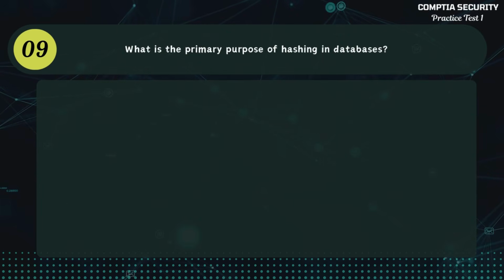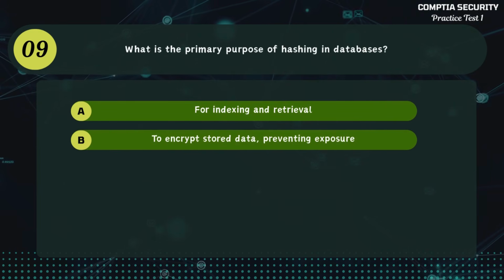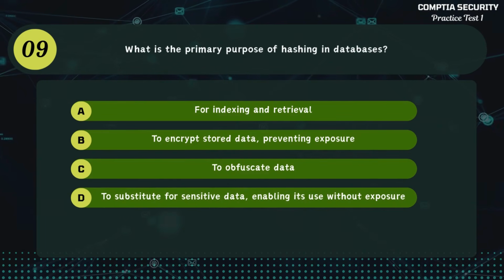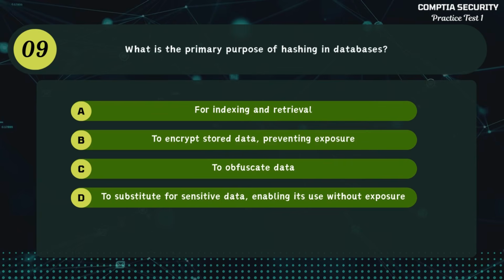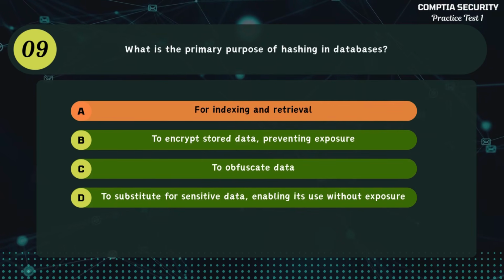Question 9. What is the primary purpose of hashing in databases? A. For indexing and retrieval. B. To encrypt stored data, preventing exposure. C. To obfuscate data. D. To substitute for sensitive data, enabling its use without exposure. Correct answer A. For indexing and retrieval.